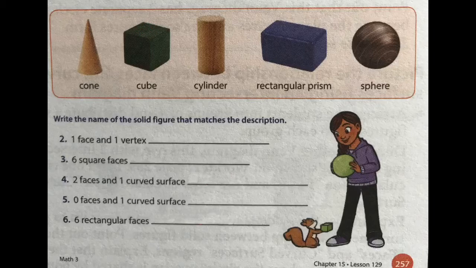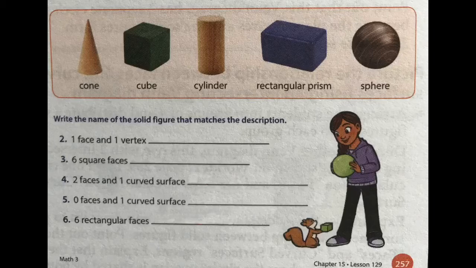It can lay on its face or sit on its face, and it won't roll when it's sitting on a flat face. A vertex is where two edges come together. So let's look at number two. One face and one vertex.